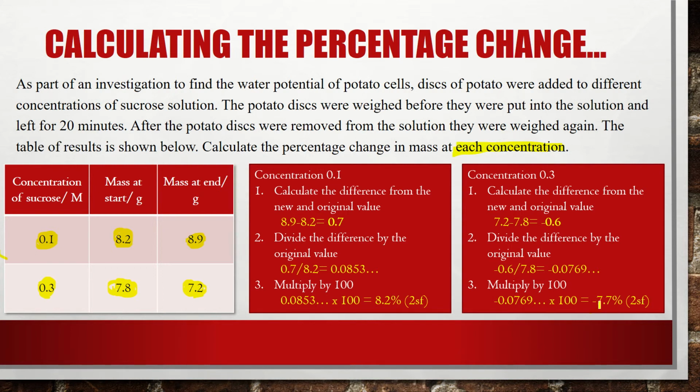So we actually have a decrease in the percentage here, whereas when we're comparing our 0.1 concentration, we can see there's an increase. If we go back to our data, the mass at the start here was 8.2. The mass at the end was 8.9. We can see that there is an increase between these two numbers, so we know this is correct. If you look at our 0.3 mole, the mass at the start was 7.8, but the mass at the end was less, it was 7.2. So we know that minus is correct because it has lost mass.